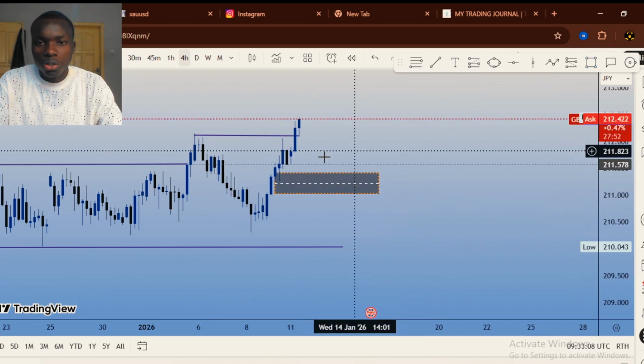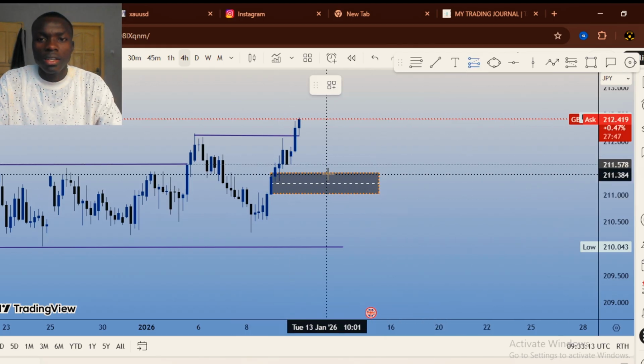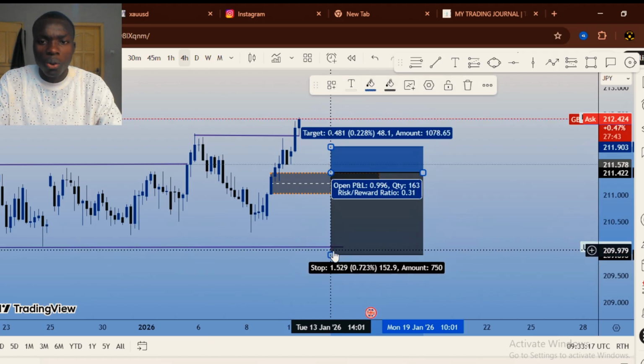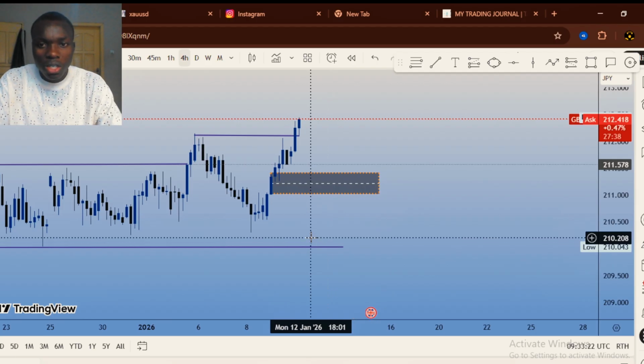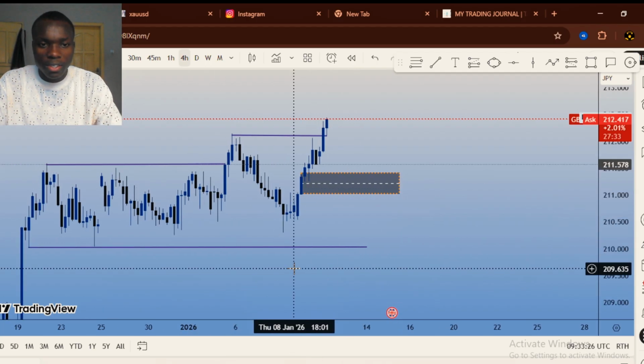I mark out my zone, my fib level zone. So there's no way I'm going to enter before I'll enter and put my SL below the low and all of that. But right now, I don't do that. I mark out my zone. Just watch out that this zone is going to decrease. This bigger zone you see is going to decrease with time.